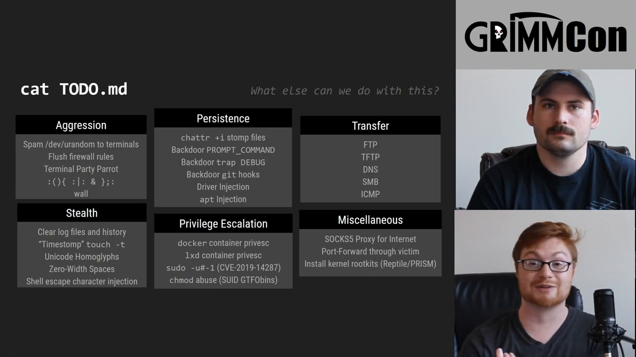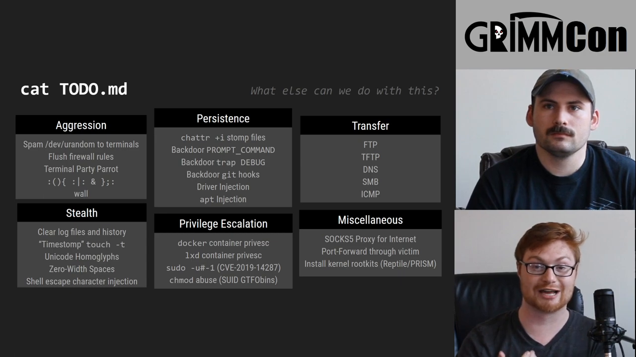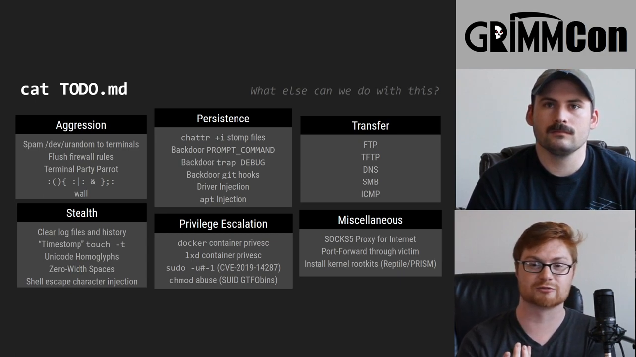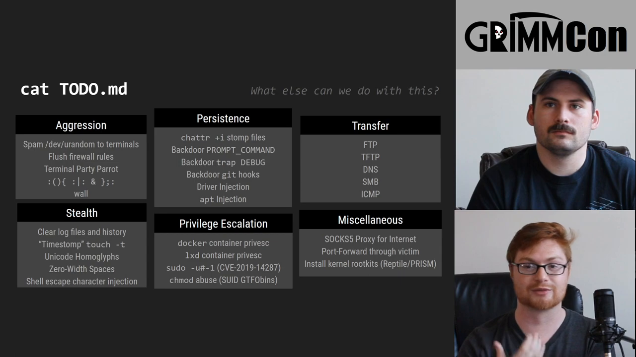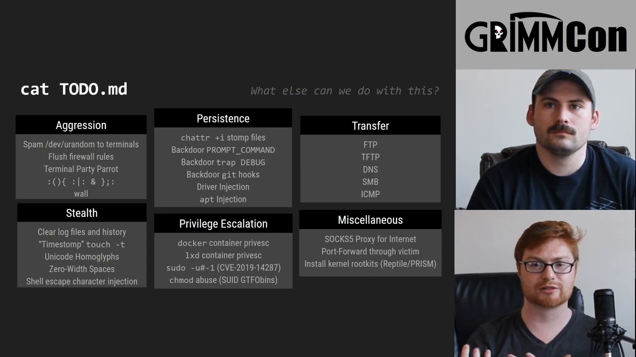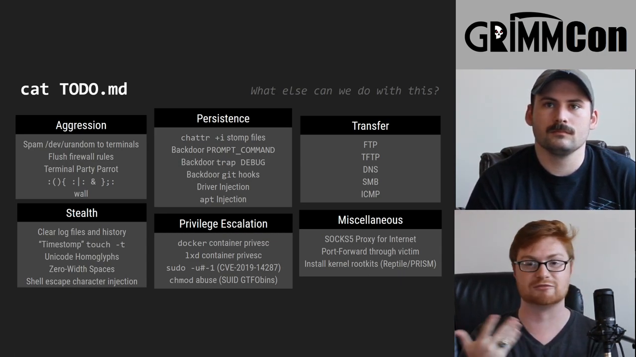It'd be awesome to add into our upload and download functionality, being able to transfer and exfiltrate stuff. Maybe add some more protocols, right? We could do that with SMB. We could do that with FTP. Maybe even do something with like ping, get ICMP in there. That'd be very, very cool.